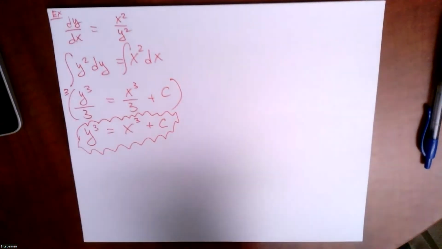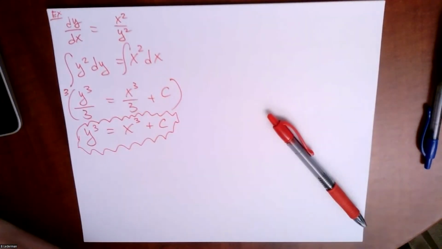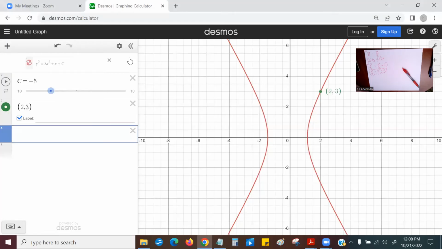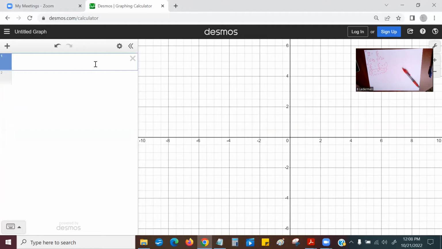And let's graph this on good old Desmos. Sharing my screen with you. So let's graph y cubed equals x cubed plus c. I'm going to add a little slider.